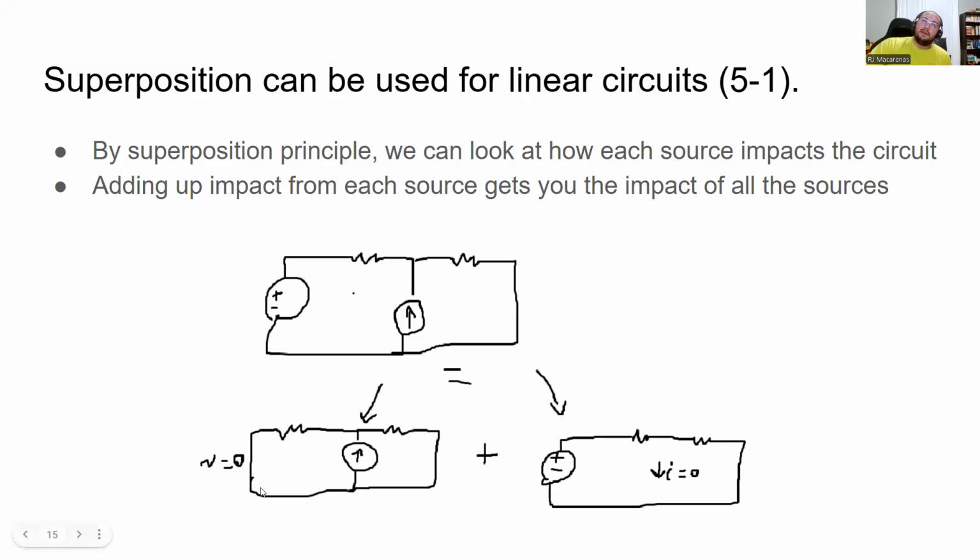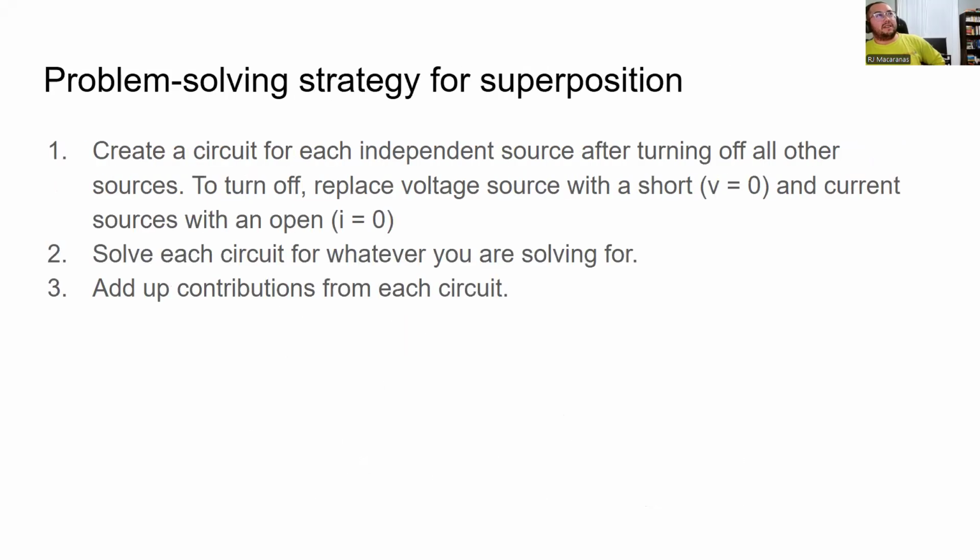Maybe I'm interested in figuring out the voltage across this resistor right on the left here. Well, I could analyze these two circuits separately, solve for the voltage drop across that resistor in both of these circuits, and then add that up, and then I'll get the voltage across this circuit here, which is a little bit more complex. So that's one technique that comes up once in a blue moon maybe, but it's good to be aware of it, I guess. Here's a simple problem solving strategy for superposition.